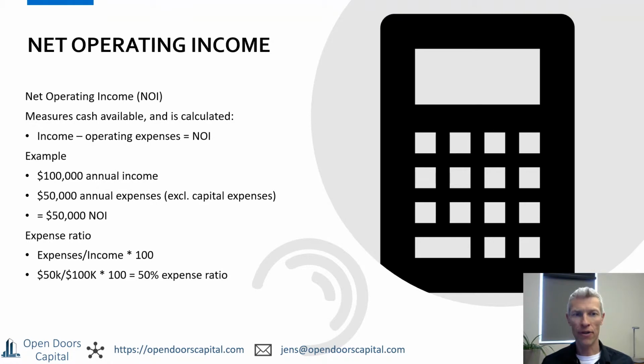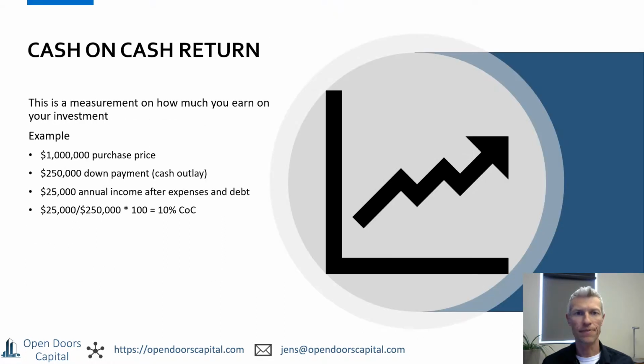We also need to look at what's called the expense ratio. It's basically just your expenses divided by your income multiplied by 100. So again, in the previous example, $100,000 annual income, $50,000 expenses, you arrive at a 50% expense ratio. And large studies have shown that multifamily properties typically run at a 45 to 50% expense ratio. So if you see brokers saying that the expenses are 30% or 25%, that's probably an indication that you need to really look carefully at the numbers.